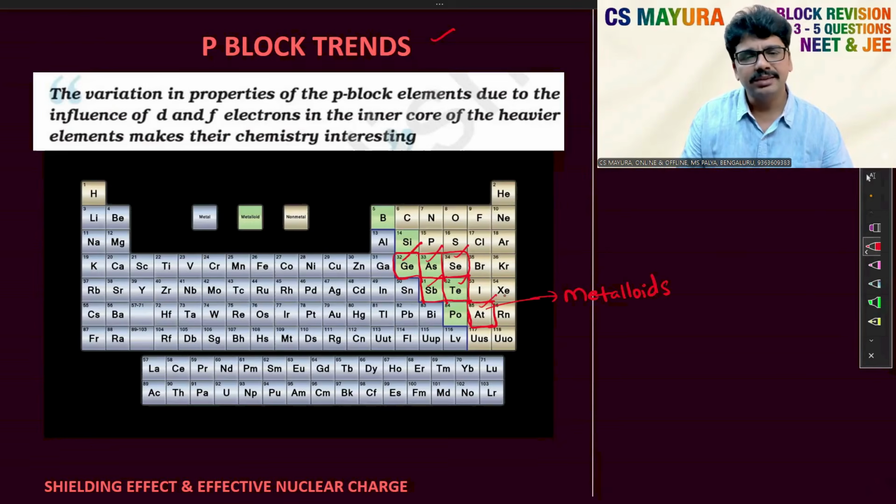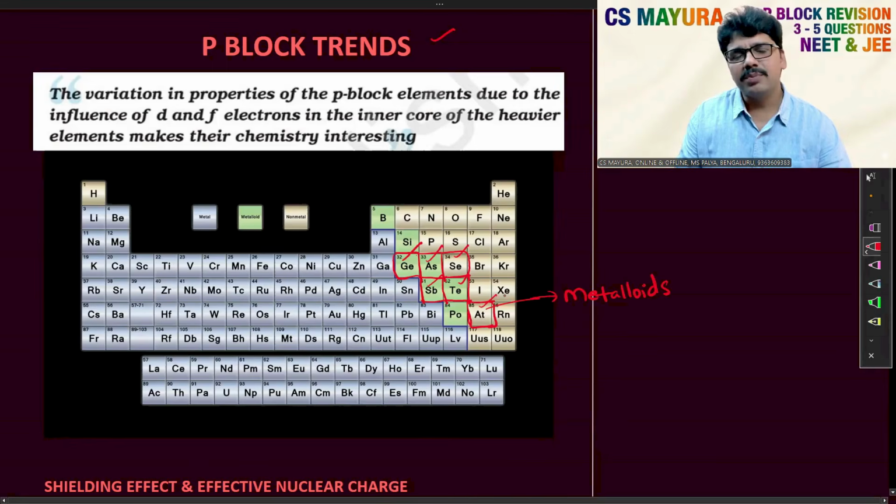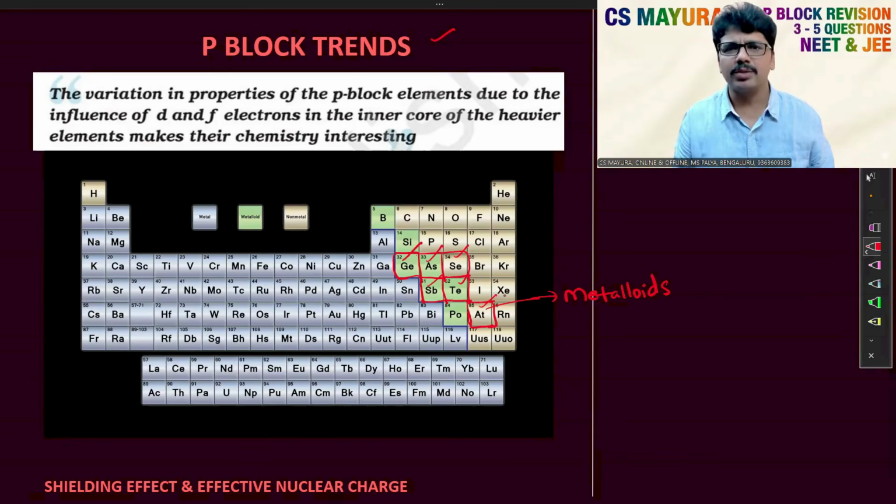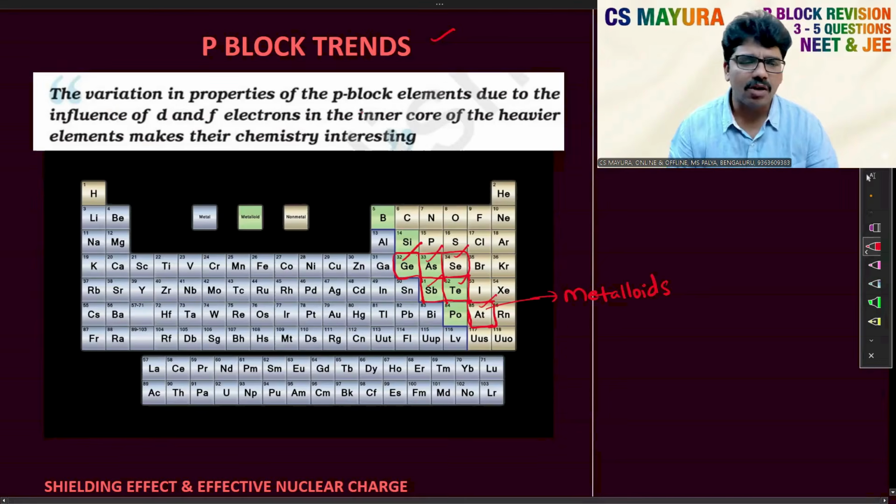The majority of elements in the periodic table are metals. Maximum percentage metals. Now I'm coming to the P block trends. So you can see one statement on the screen. This is from NCERT, one of my favorite statements.